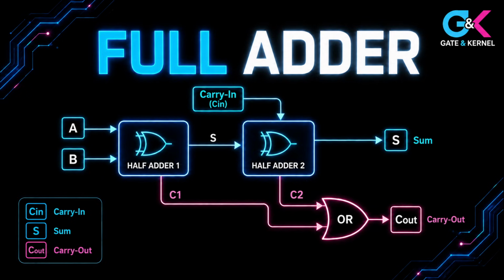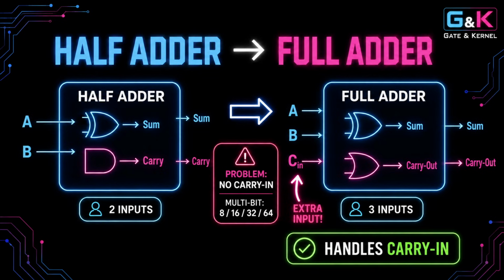What is a full adder? How carry-in makes binary addition work. In the previous lesson, we learned how a half adder can add two binary bits. A half adder has two inputs, A and B, and two outputs, sum and carry. An XOR gate produces the sum, and an AND gate produces the carry.